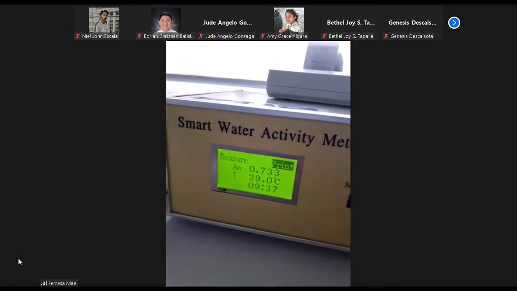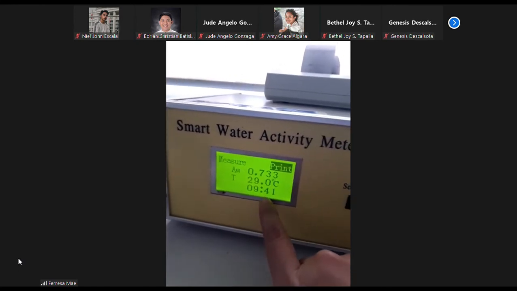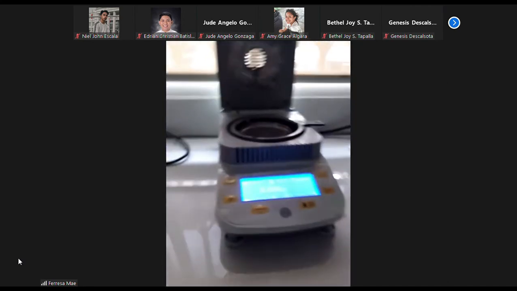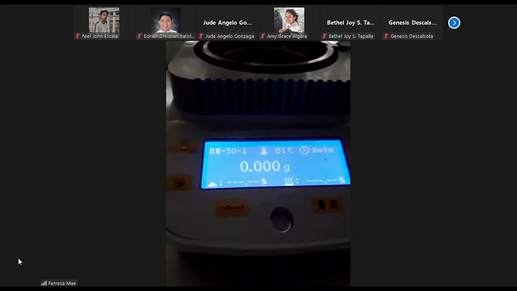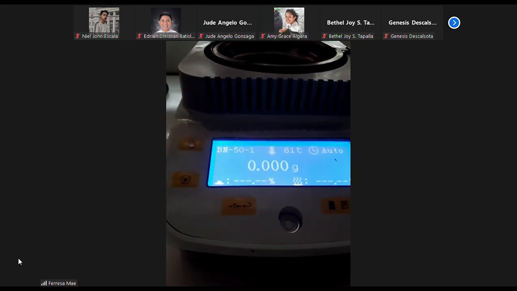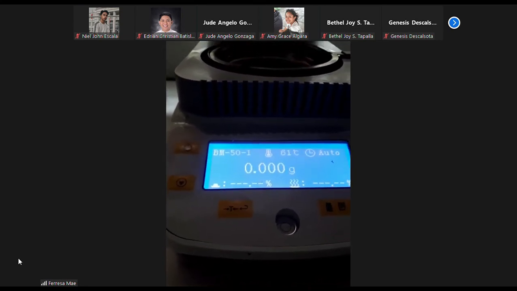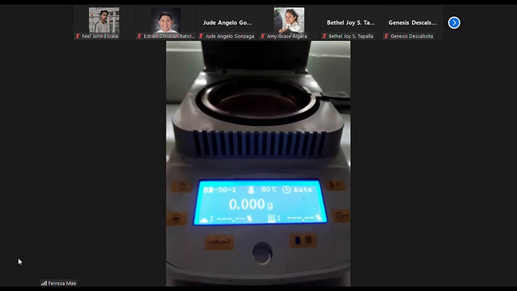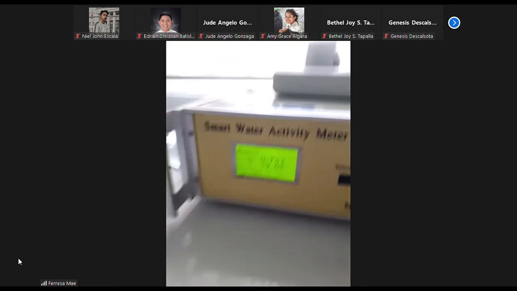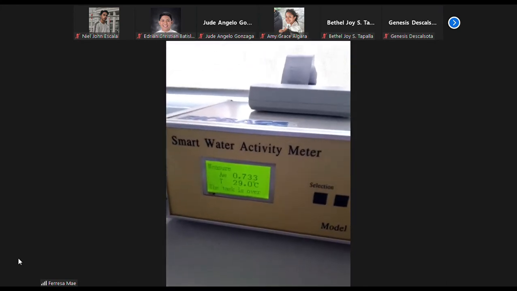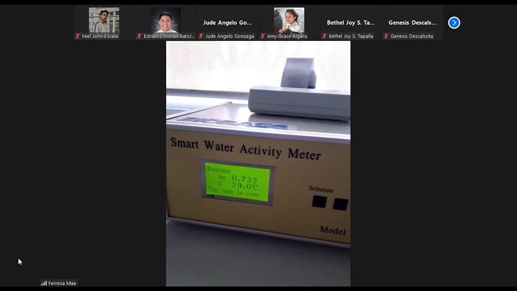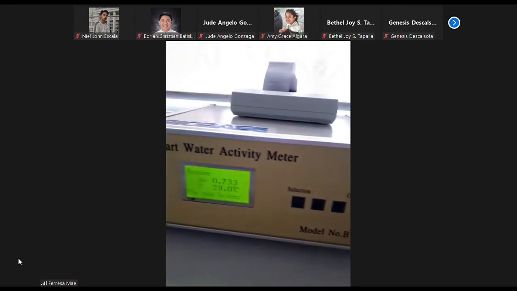Aton nga water activity. Nagtapos na siya. So, kunwari ka mo sa lab, take trials per sample, and then you average it. So, amo na siya ang final result ninyo. So, sa Fudgy bar na to, ang water activity niya is 0.733. Fudgy bar.